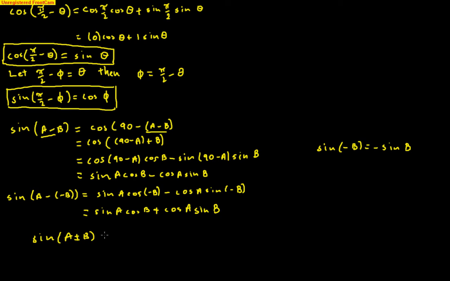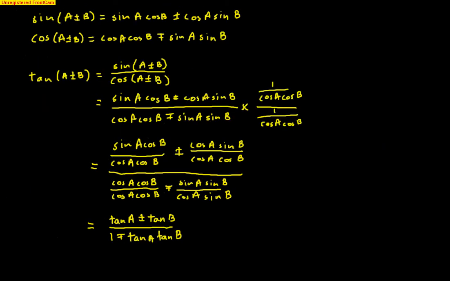Sine of A plus or minus B is equal to sine A cos B plus or minus cos A sine of B. Notice that when we had a take here, we had a take here, so we don't need to flip it like we did previously. Alright. Now we're going to move on to tan.